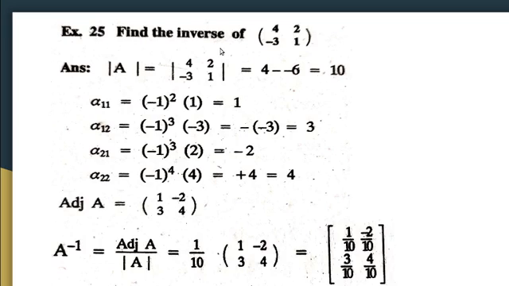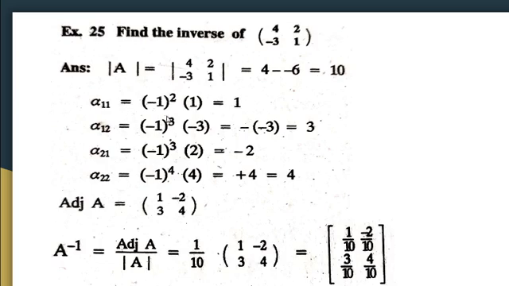Here we have a 2 by 2 matrix. Find the inverse of this. Then the determinant value of matrix A is equal to 4 into 1 minus of minus 6, that will be plus 10. Then by finding the cofactors of all the elements and putting the transpose, we will get the adjoint matrix A. First we have to find the cofactor matrix.